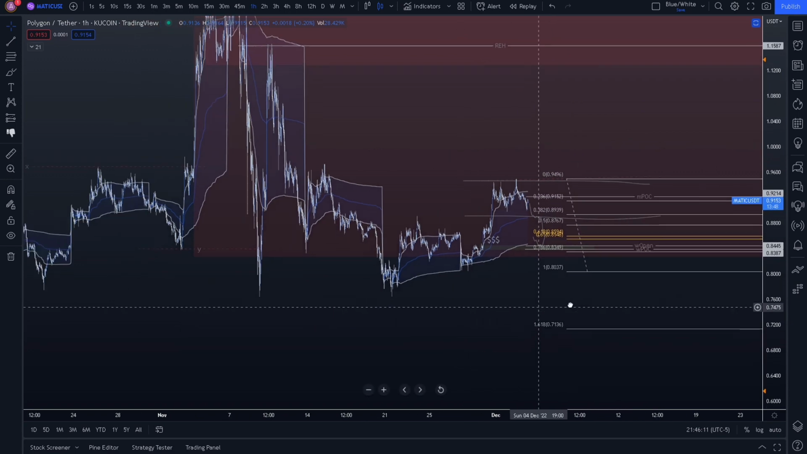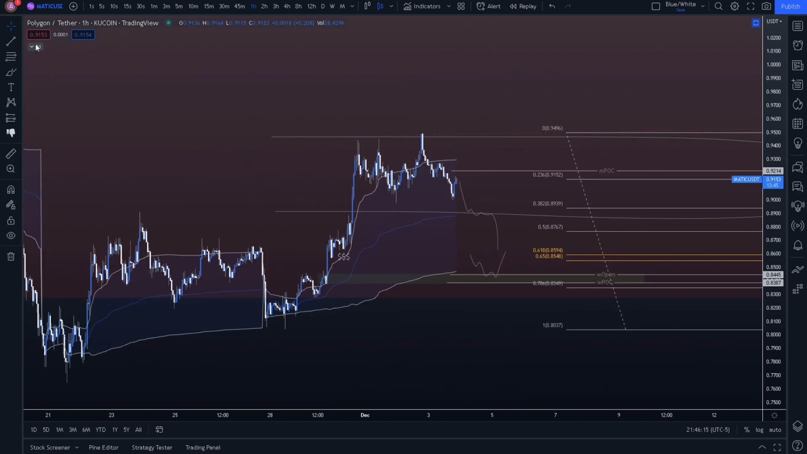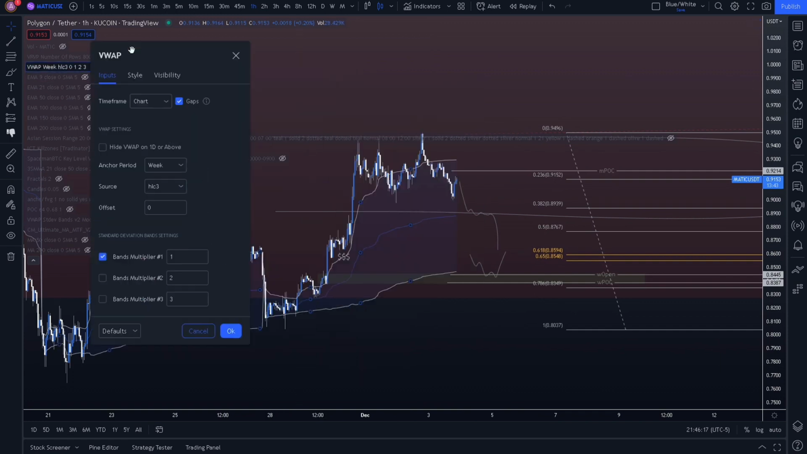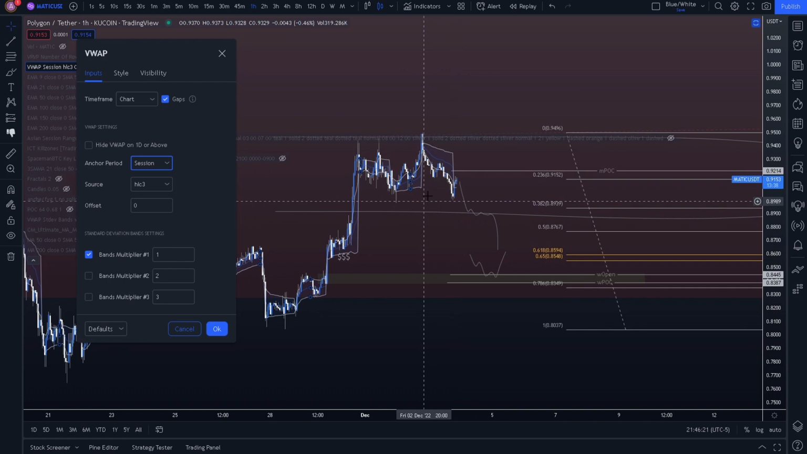So let me actually zoom in again. Something I do like to do is check the anchored VWAP on some other timeframes. So we're going to go to the session, which is just the daily, and it looks like we're traveling below the daily VWAP right now. So definitely we might get some rejection off the monthly POC and the VWAP.